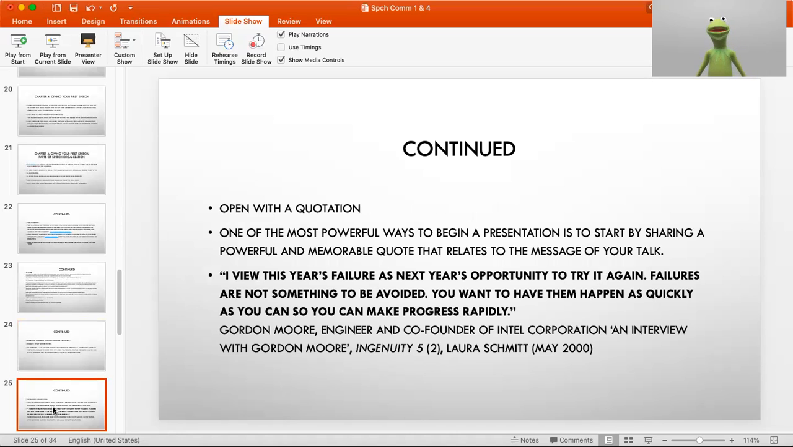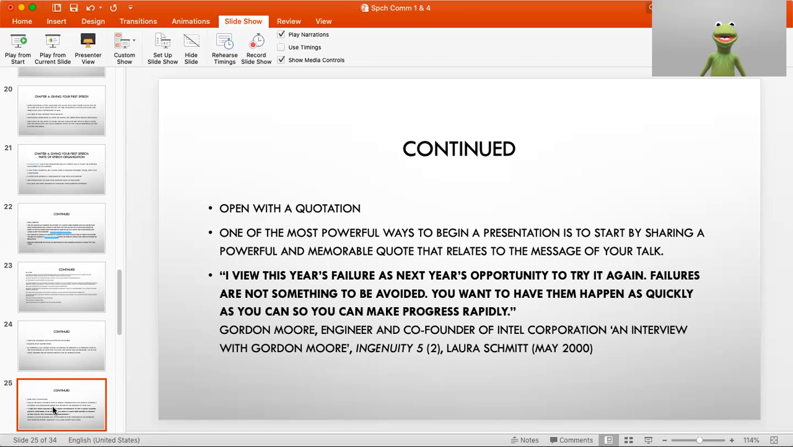Then when you open a speech with a quotation, it is one of the most powerful ways to begin a presentation. And you want to use a quotation that's memorable and that relates to the message of what your topic is. Here's a really good quote. It comes from Gordon Moore, an engineer and co-founder of Intel Corporation. So you could use this quote, let's say if you were doing maybe a motivational speech about overcoming obstacles, about not letting failure impede moving forward and succeeding in life.